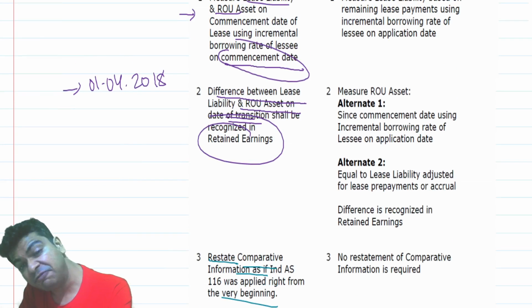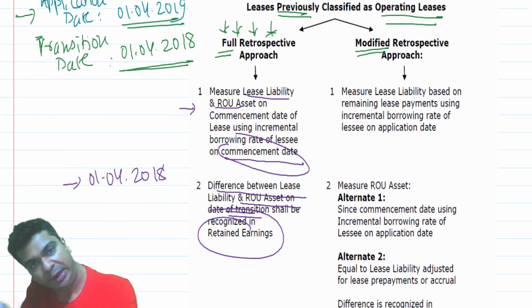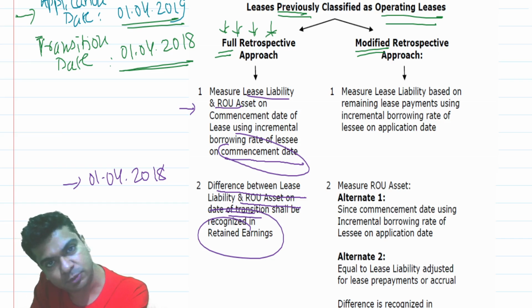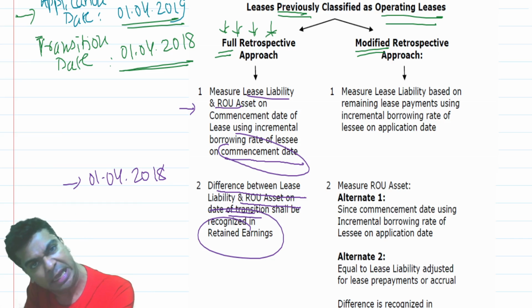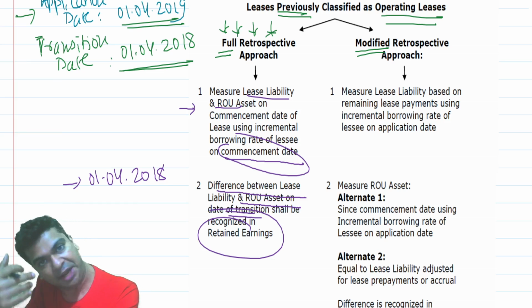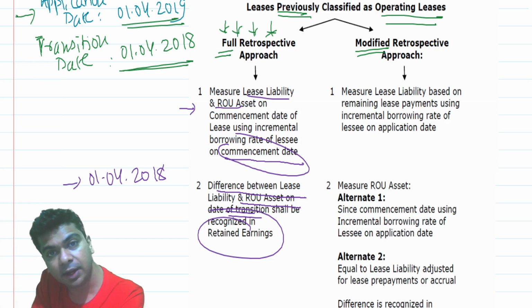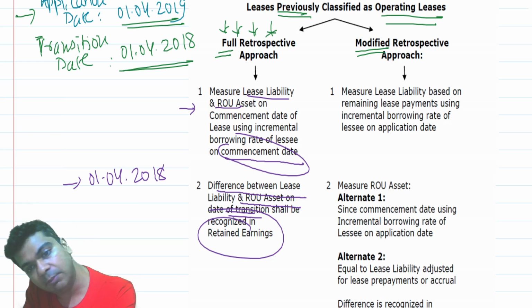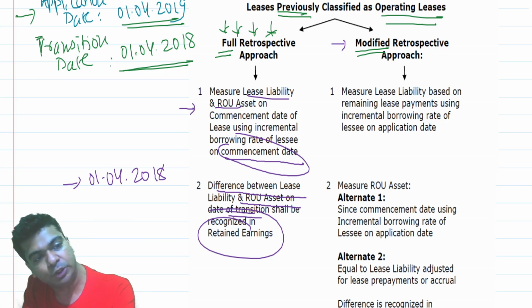But see, there's a lot of calculations to be done over here. If a company wants to follow it really well, but then you may have entered into multiple lease arrangements, and for every lease arrangement, if I'm going for a full retrospective approach, there are a lot of calculations needed to be done. So a simpler approach has also been provided under Ind AS 116. That is what we are referring to as the modified retrospective approach. What will you do in the modified retrospective approach?